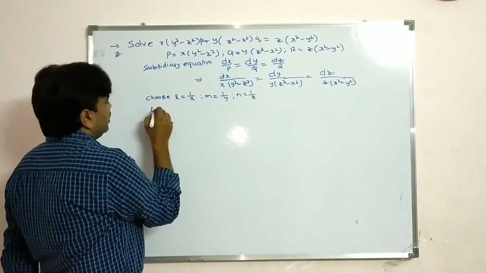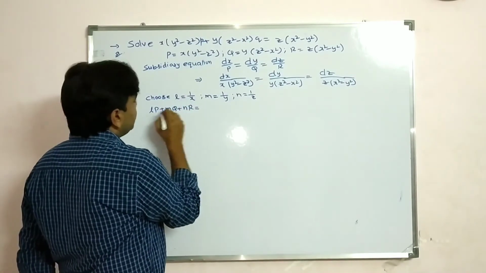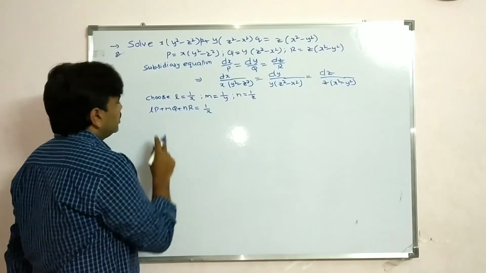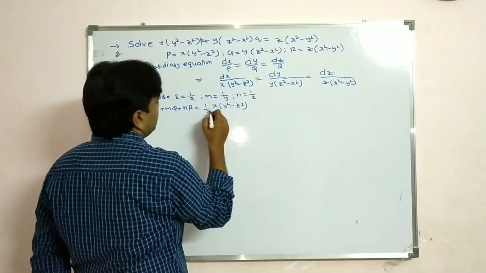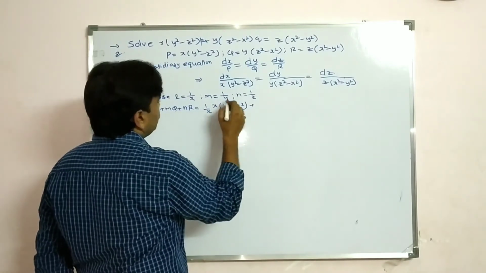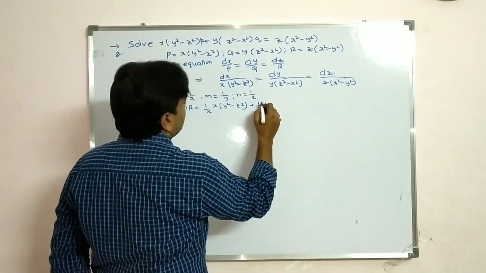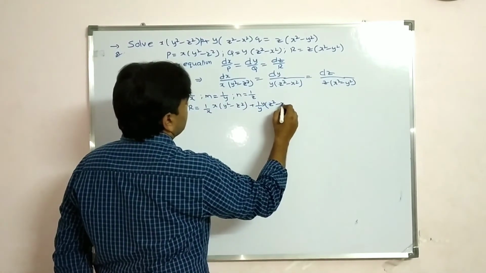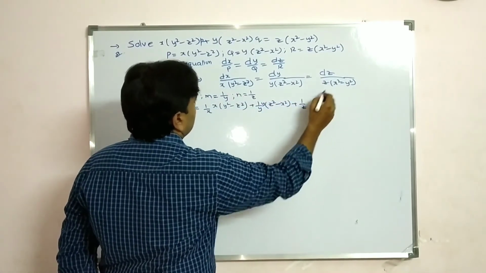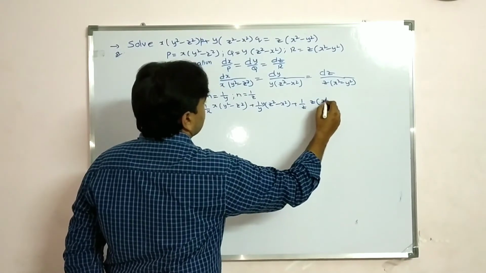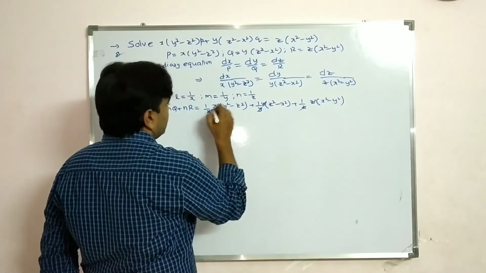Very good. LP plus MQ plus NR. That is equal to L value 1 by x, P value, students, x into y square minus z square, plus M value 1 by y, Q value y into z square minus x square, plus N value 1 by z, R value z into x square minus y square. Z cancel, y cancel, x cancel.